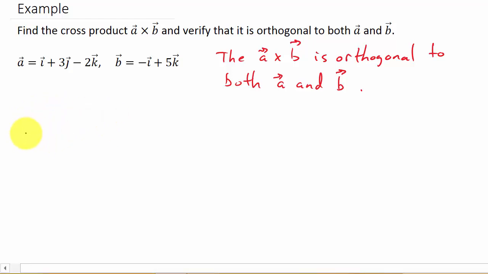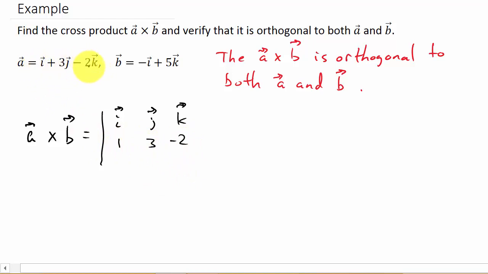So let's go ahead and calculate the cross product. The cross product of A and B is equal to the determinant with vector i, vector j, vector k. And then remember, vector A goes on the second row, and so that's going to be 1, 3, negative 2. It's just the coefficients in front of the vectors, the 1, 3, and negative 2. And then this row is going to be vector B.